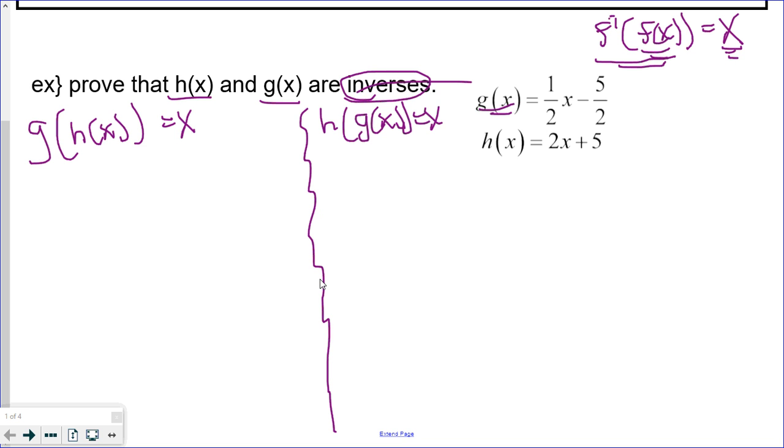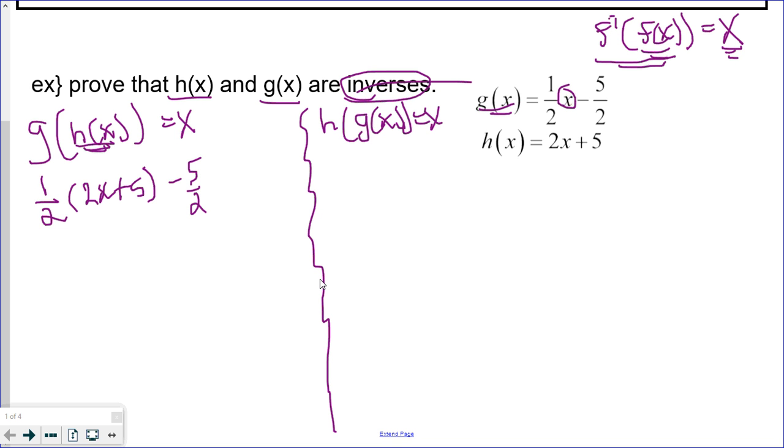Now, this is function composition. This is stuff that you should be comfortable with. This means that we're going to take the h equation and plug it in for x into the g equation, right? So instead of 1/2 x minus 5/2, this is going to be 1/2. Instead of x, we're plugging the h equation in, so it's going to be 2x plus 5. And then minus 5/2. Okay? So again, sorry for the terrible handwriting, but all I did there was plug the h equation in for g.